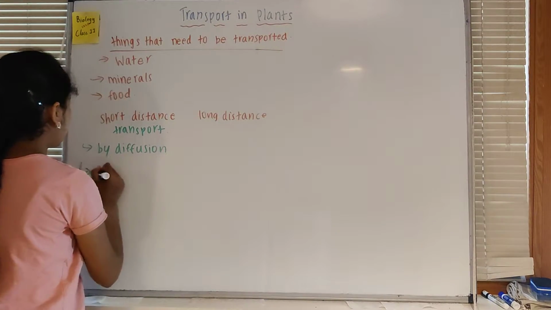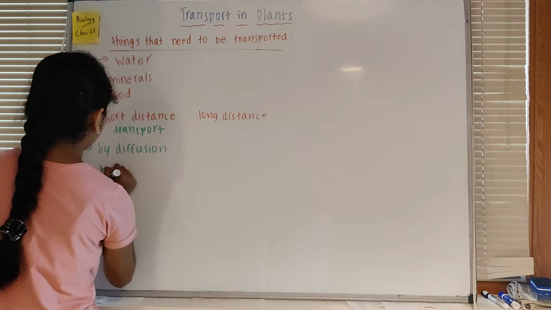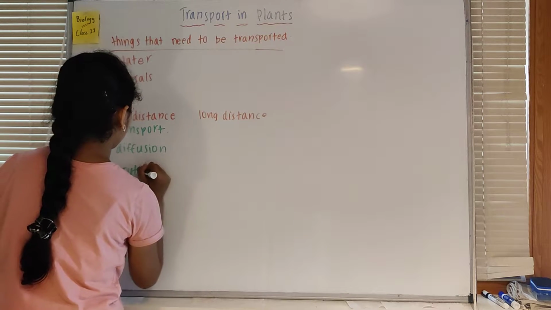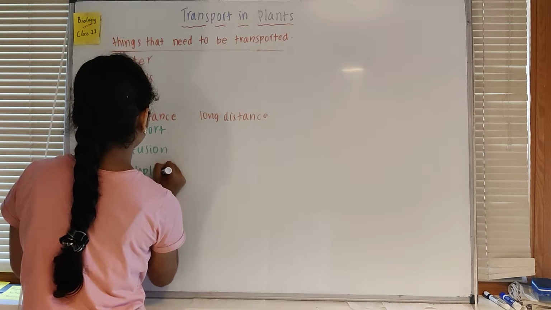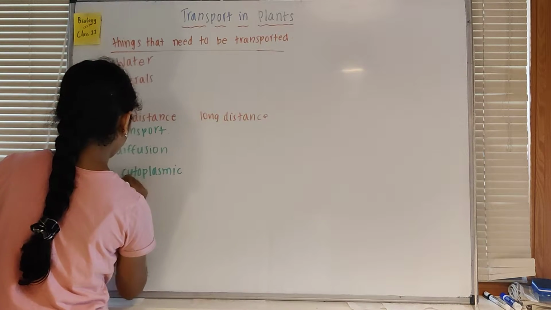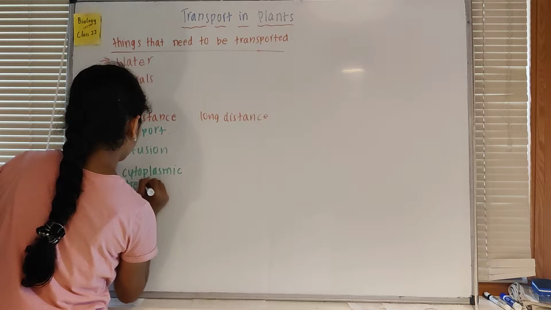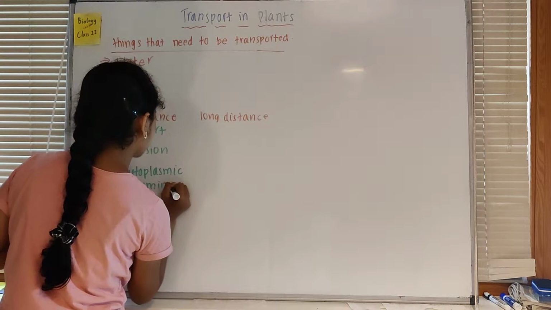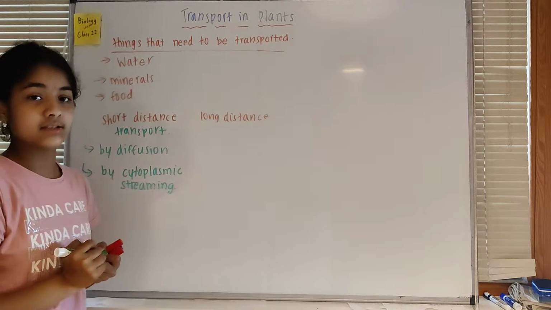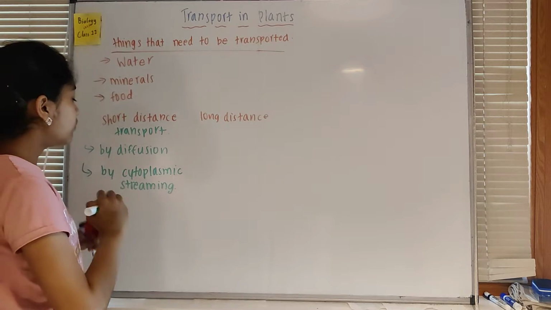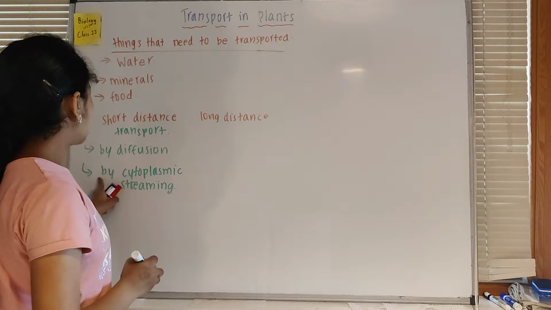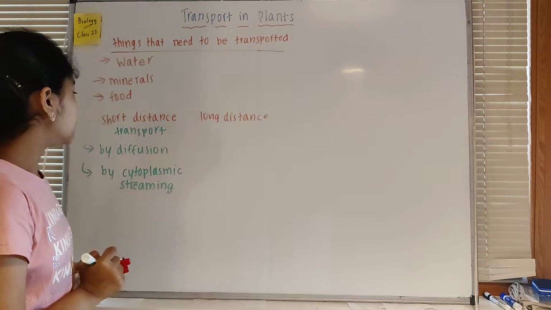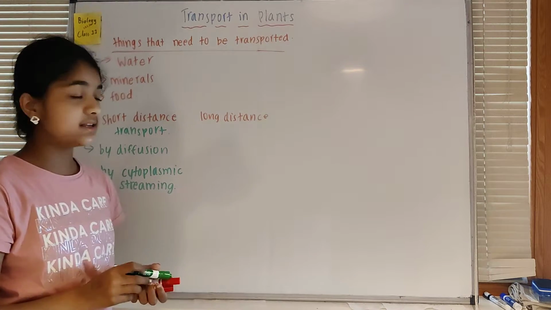And it can also take place with the help of cytoplasmic streaming. Cytoplasmic streaming is actually called cyclosis. It is basically the movement of the cytoplasm within a cell. So these are the two ways the short distance transport can take place.